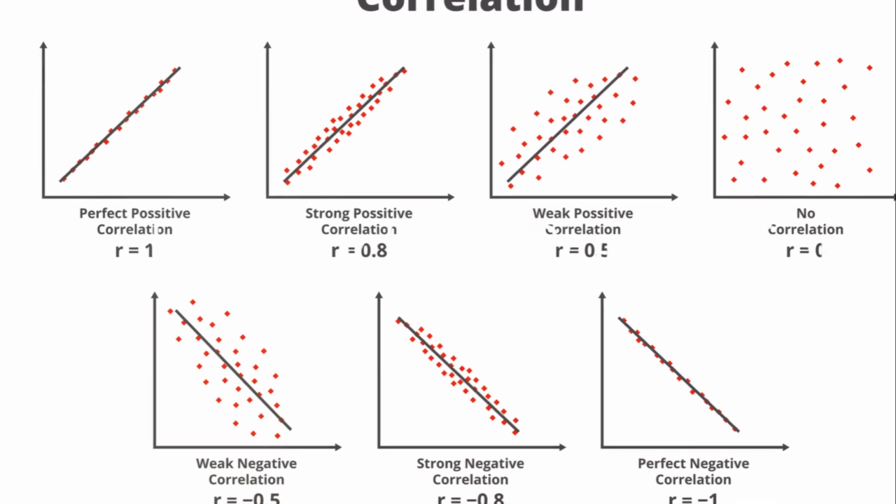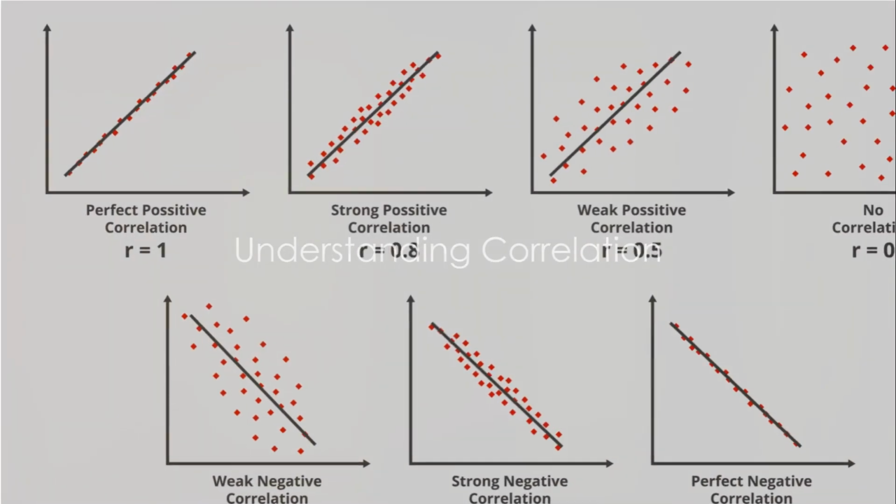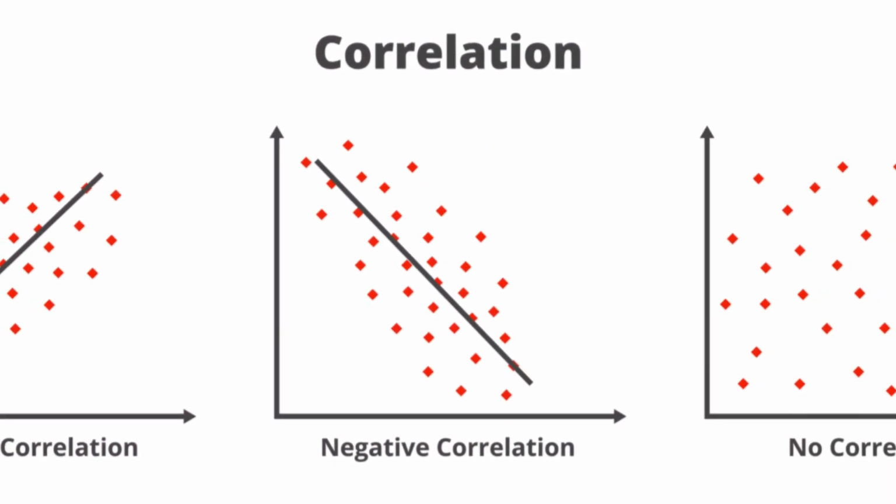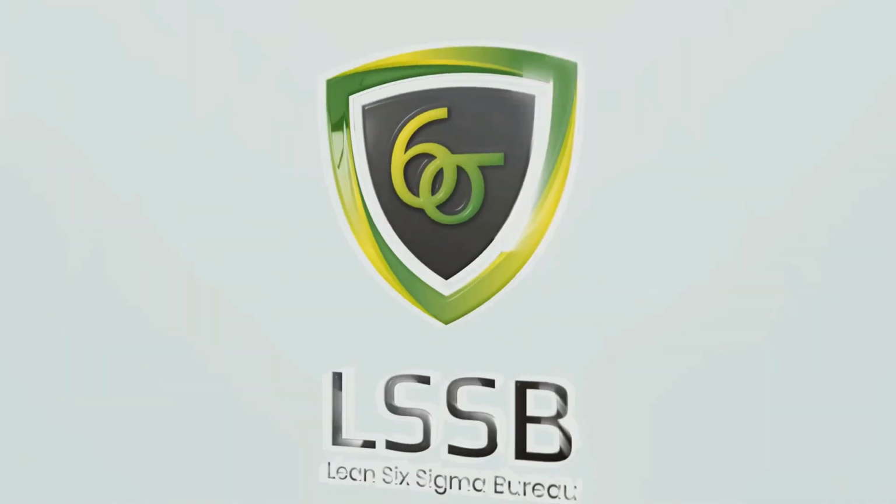Ever pondered how crucial understanding correlation and regression is in the realm of Six Sigma? Well, today, we delve into this critical aspect. Imagine you're trying to understand the relationship between two variables. Correlation is your go-to concept. It explores the linear association between these variables.